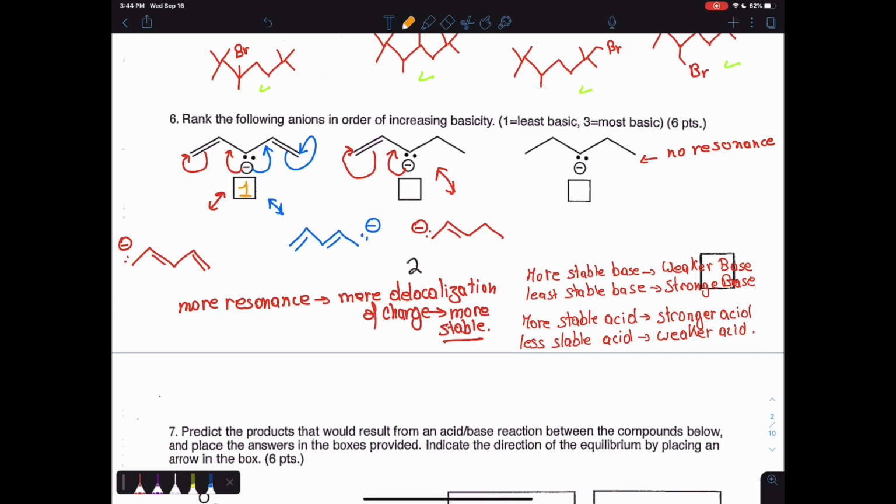And for comparing the second compound and the third compound, you can see that the third compound has no resonance, which means there is no delocalization of the charge, compared to the second one, which has at least 1 delocalization. So the second one is more stable, meaning it's weaker than the third one. So the second one will be number 2, and then the last one will be number 3.